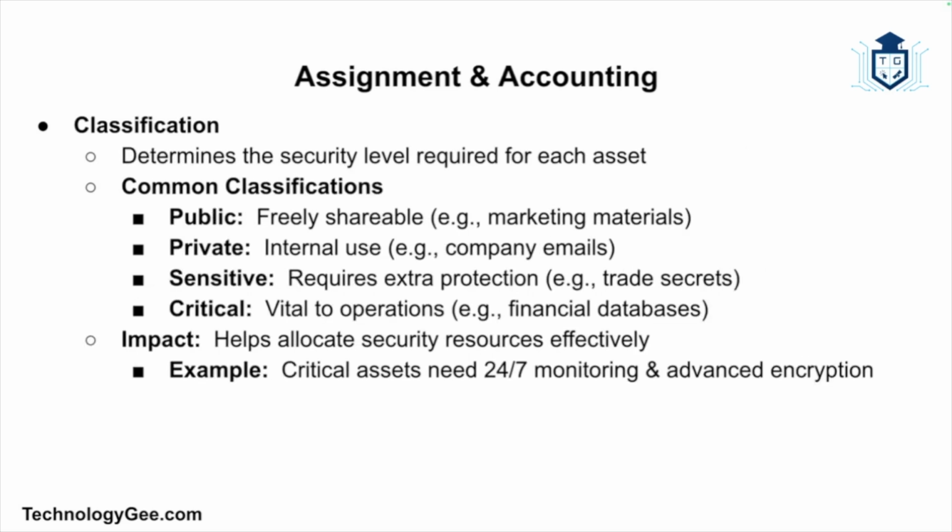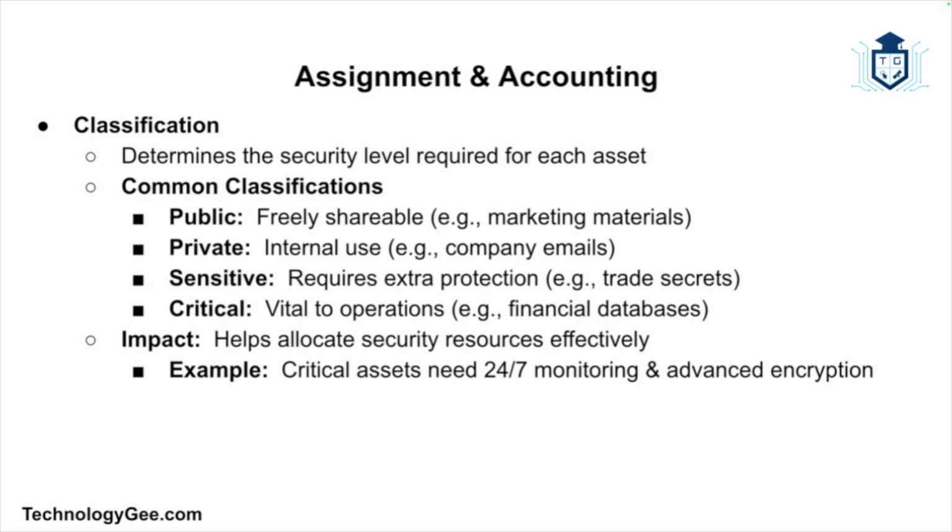All right, next we have what is called classification, which is equally important. Not all assets are created equal, and their sensitivity determines the level of security they require. Common classifications include the following. We have what is called a public classification. This is data that can be freely shared, like marketing materials. We have private classifications. This is internal information like company emails. We have sensitive classifications. This is data requiring extra protection like trade secrets or intellectual property.